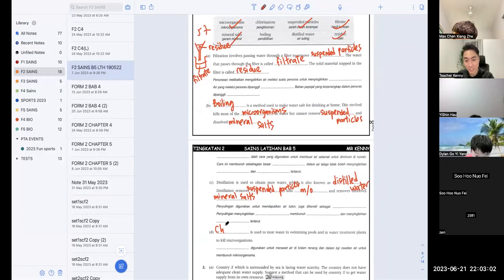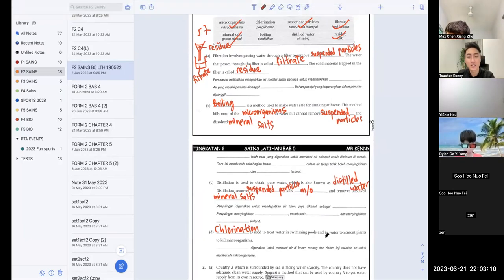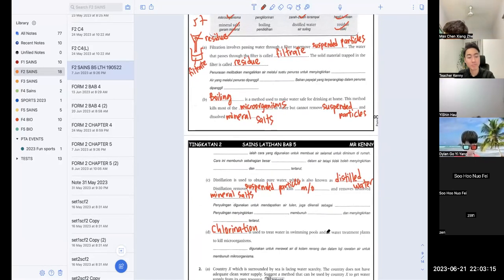Lastly, chlorination. This is to treat water in swimming pools. Okay, it's quite easy. All right, great job.